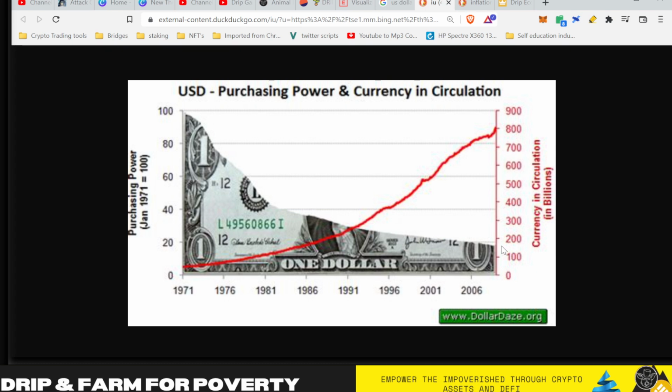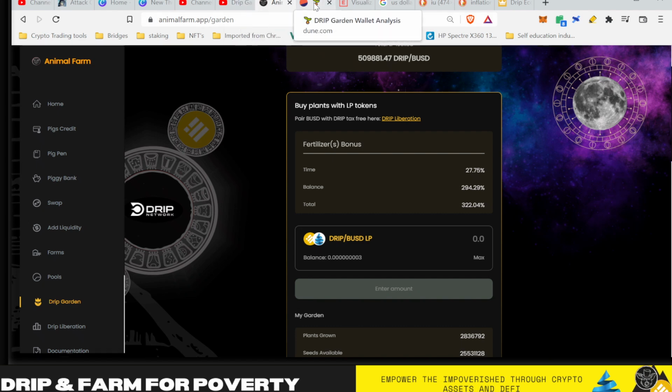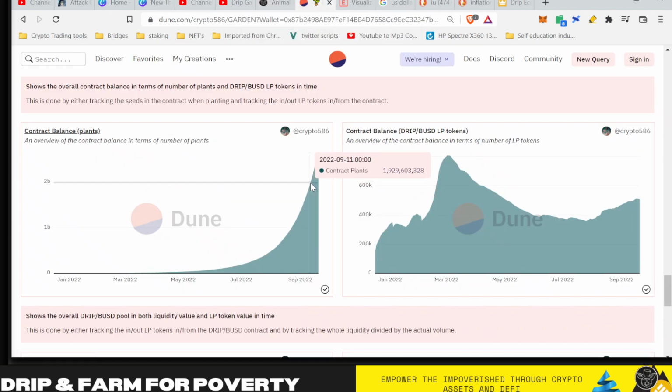And as we increase in our expansions and where we live and making things more nice to live in and stuff like that, basically the price of real estate goes up because you only have so much land to occupy. So the exact same thing is happening in the garden, right? So you have these plants, they're going up. So you can look at that as the same thing as the US dollar, it's going up. But what you can do with that is your plants are yielding you seeds. These seeds are exchanged for Drip BUSD tokens. And that's what we see here in the contract balance.